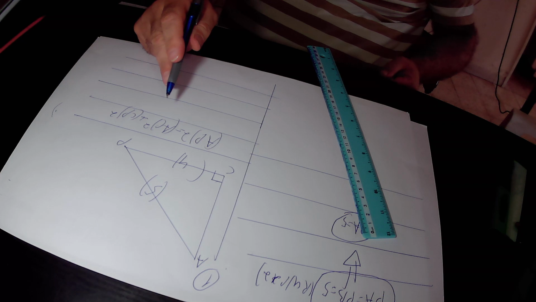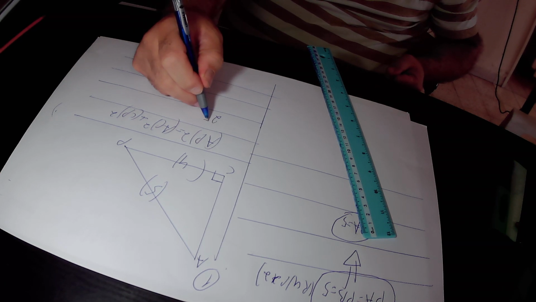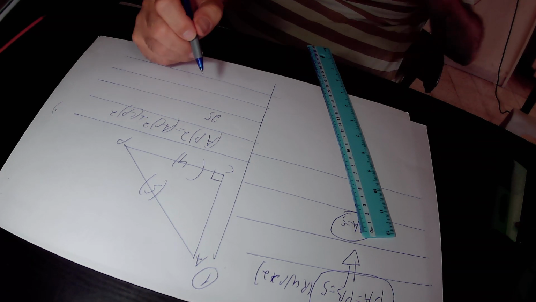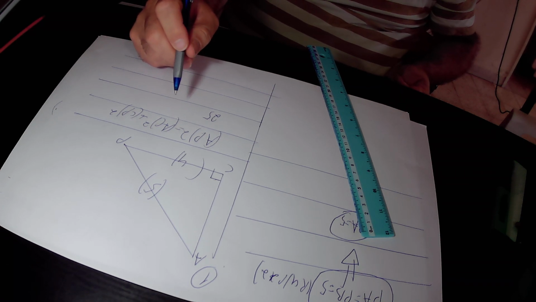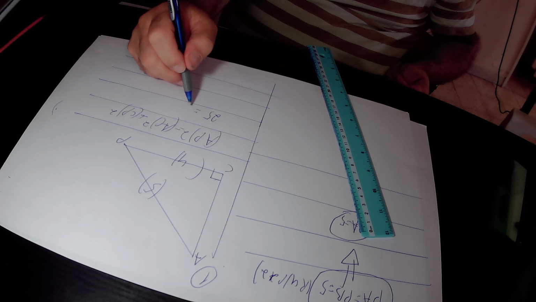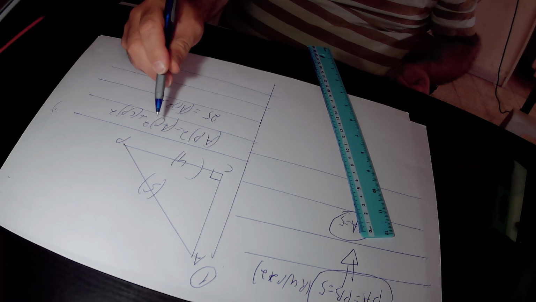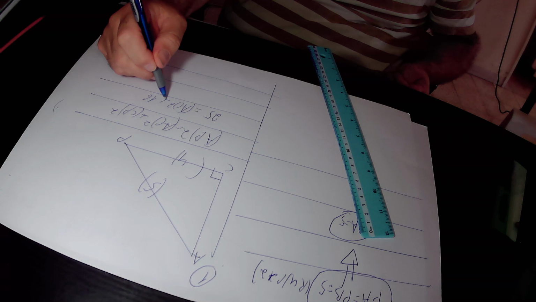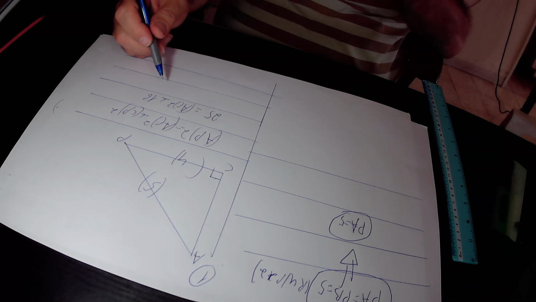AP is 5, therefore AP squared is 5 squared, that is 25. And it is equal to AC squared. AC is the missing side, so we leave it as it is. It is AC squared plus CP squared. CP is 4, therefore CP squared is 4 squared, that is 16. So in total we find that 25 equals AC squared plus 16.